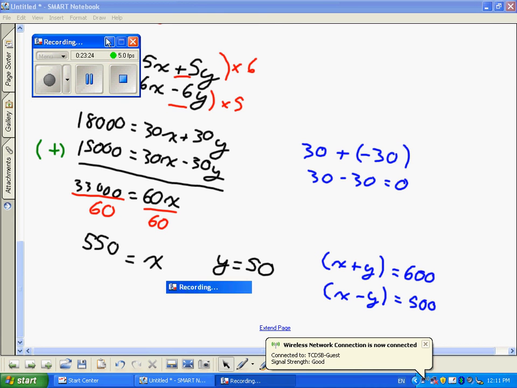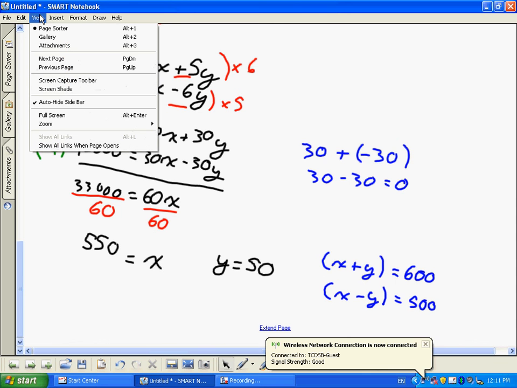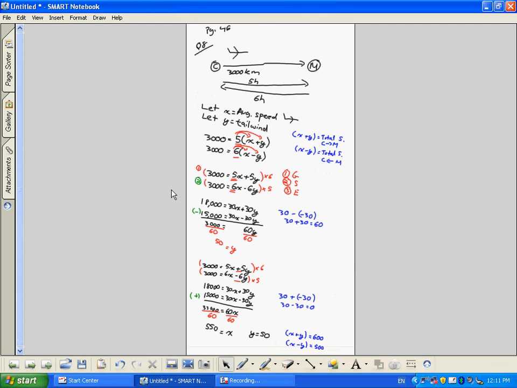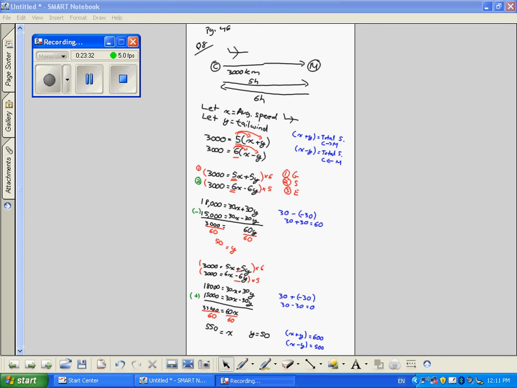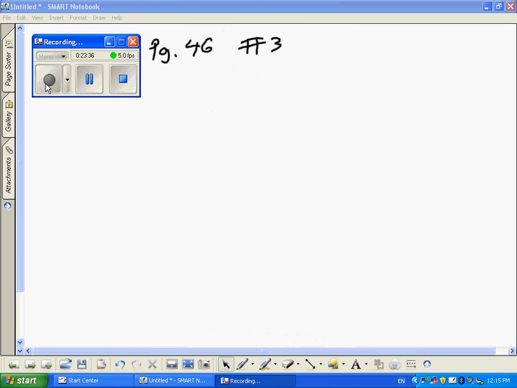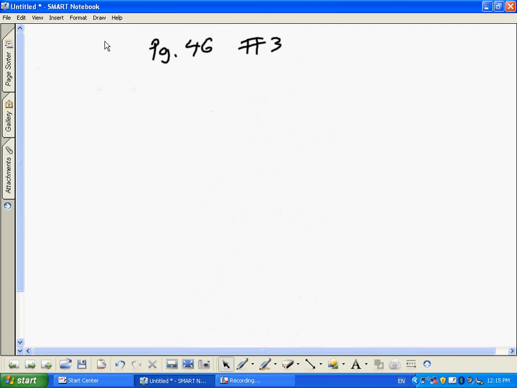Oh, let's actually, before I do that, entire page. The question. All right, so question 3 on page 48.